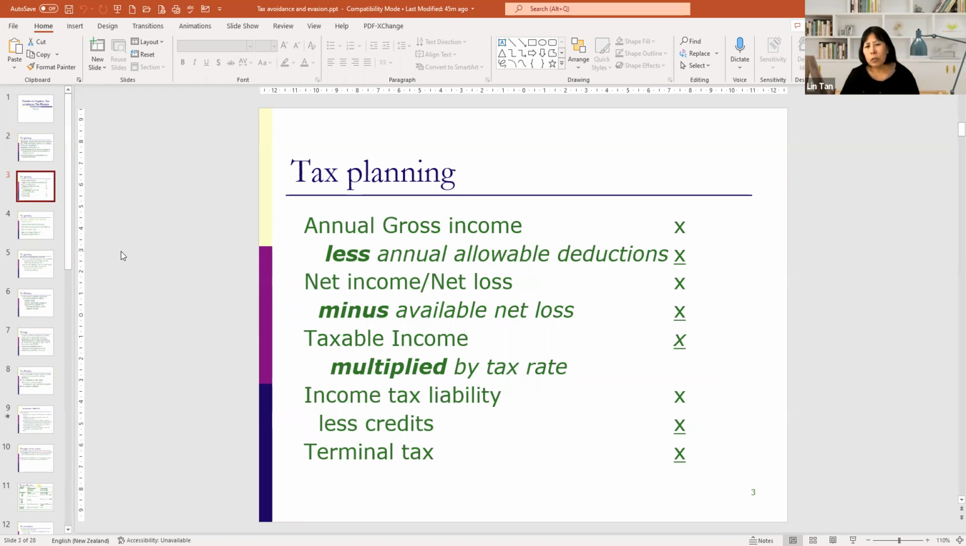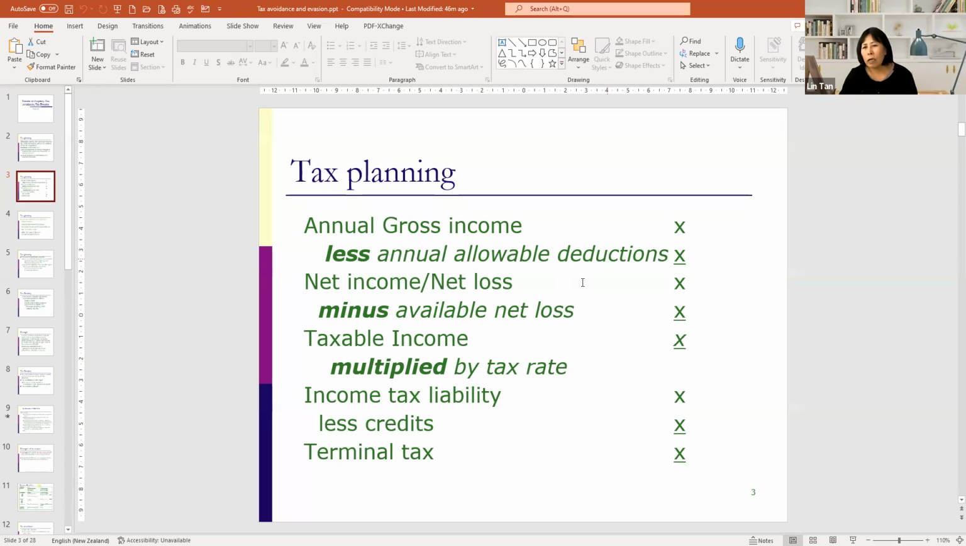Now, I've also shown you this slide before. At the very beginning, when we talk about tax planning, it actually boils down to how the tax liability is being calculated. So we always need to know what is the income for the year, what are the expenses that can be claimed in that year, are there any losses made by them, what is the tax rate of the particular taxpayer, and then from there, you're able to work out the tax liability. And then if they are entitled to any credits, we deduct the credits.